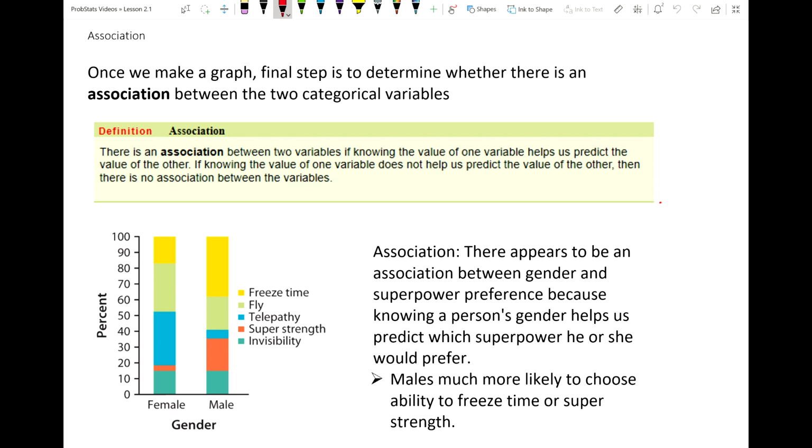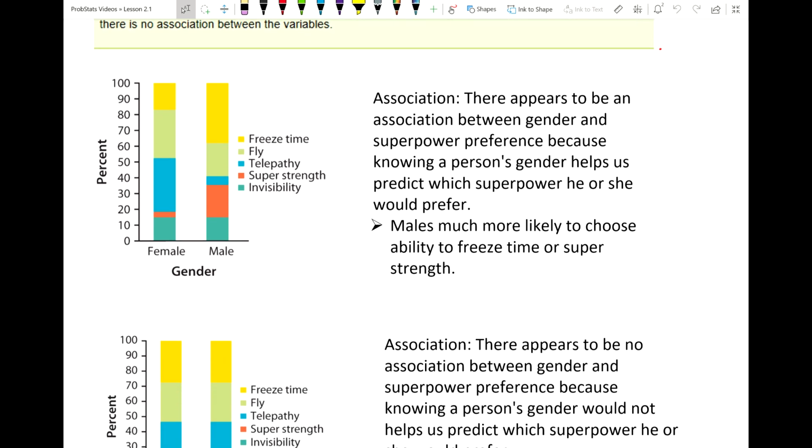So if it does not help us predict the value of the other variable, then there is no association between the variables. So again, looking at our superpower example, this is the original example, it seems that there's an association between gender and their preference of the superpower, because knowing their gender helps us predict which one they prefer. For example, males seem much more likely to prefer freezing time or super strength. If you look at the males, they have a higher proportion of freezing time and a higher proportion of super strength relative to their female counterparts, right?